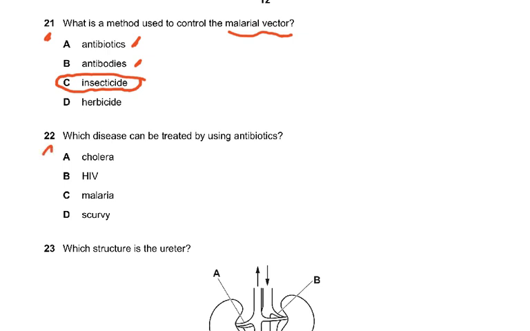Question number 22. Which disease can be treated by using antibiotics? Now, the answer to that was very basic. It was A, because cholera is a bacterial disease. HIV is a viral disease, so we don't give antibiotics. And malaria is caused by Plasmodium, which is a protoctist. It's not a bacteria, it's not a virus. Scurvy is a deficiency disease caused by the lack of vitamin C. So that is why it was wrong.